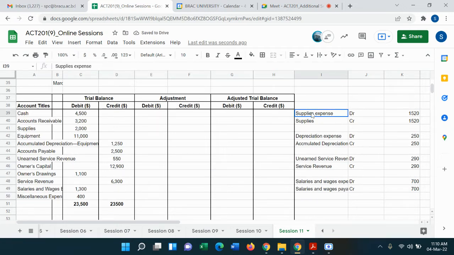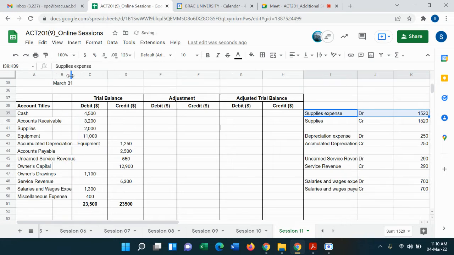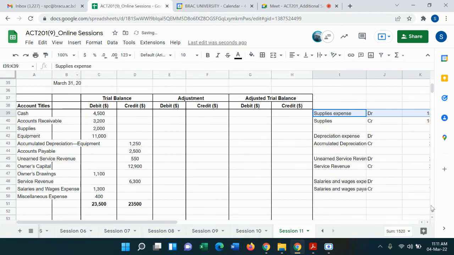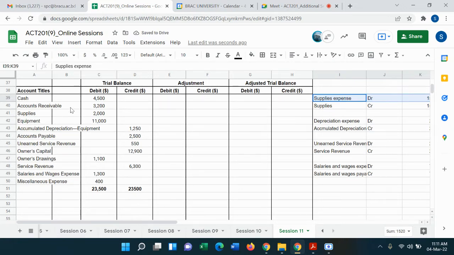Okay, help me with the first one. Supplies expense was debited. What to do? So here is the supplies. There is a supplies account. Is there any supplies expense account? No, sir. So we have to create it. So supplies expense needs to be created.